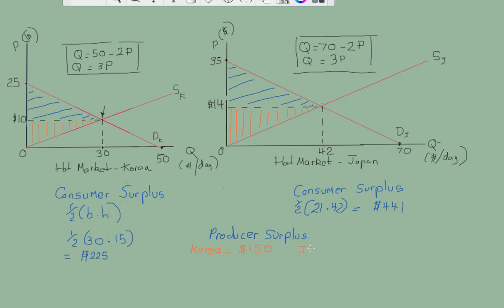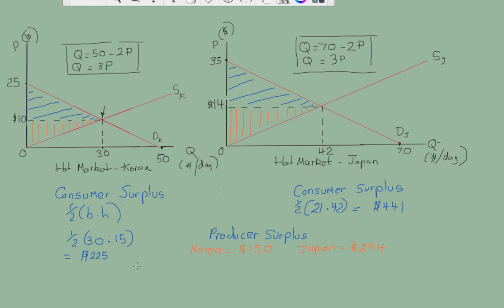And then for Japan, let's see, so we've got a base of 14, so that goes up to 14, and then the height is 42. So 42 multiplied by 14 divided by 2, so that's going to be 294. So you can check that if you like. So $294. So if we wanted to, we could, I suppose, add up the consumer and producer surplus in Korea and the consumer and producer surplus in Japan.